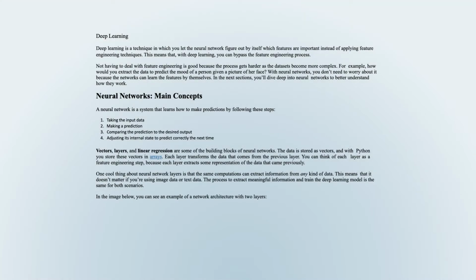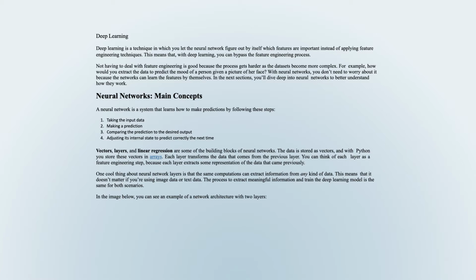Deep learning is a technique in which you let the neural network figure out by itself which features are important instead of applying feature engineering techniques. This means that, with deep learning, you can bypass the feature engineering process. Not having to deal with feature engineering is good because the process gets harder as the datasets become more complex.